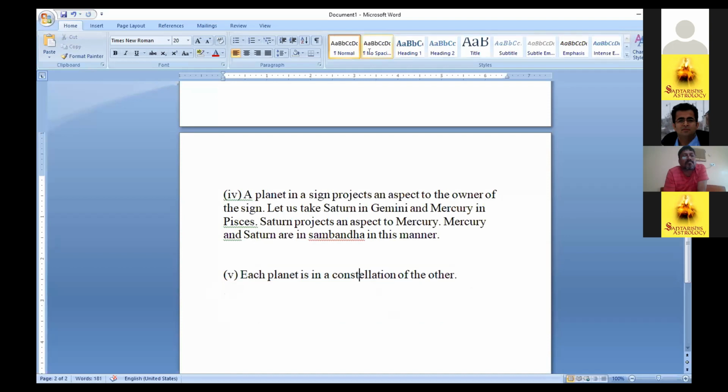This is same as the first. First also you said they are placed in each other's sign. Yeah, so like each other's sign, we have each other's constellation. Yes, nakshatra, sir. Here nakshatra is important. And how can you see nakshatra?